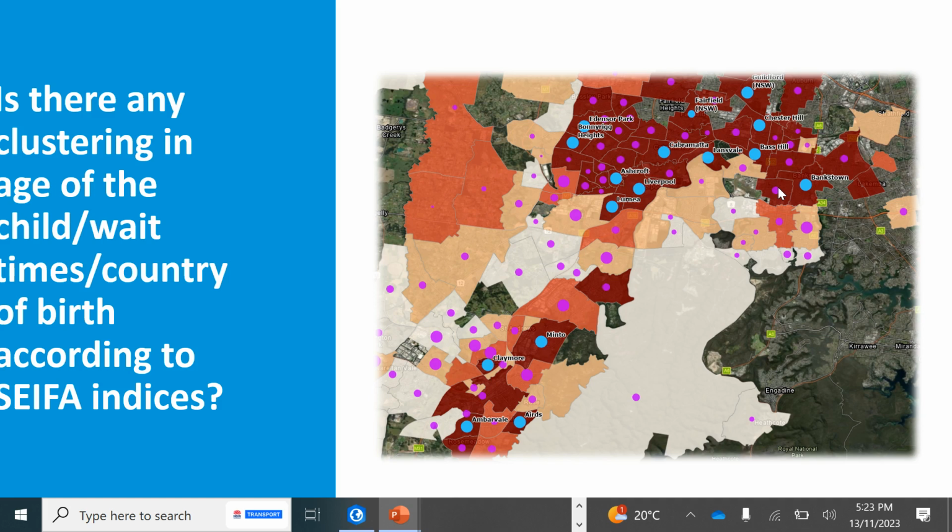The next question was, is there any clustering in age of the child, wait times, country of birth according to CIFA indices? And again, the same practice was done there. Again, in the areas where we selected, you can see the bluish circles, these are the areas that we found to address these parameters, and we were able to focus on these areas using, again, bivariate maps for the sake of that analysis. As you can see, the patterns are quite similar, and obviously not to be surprised.